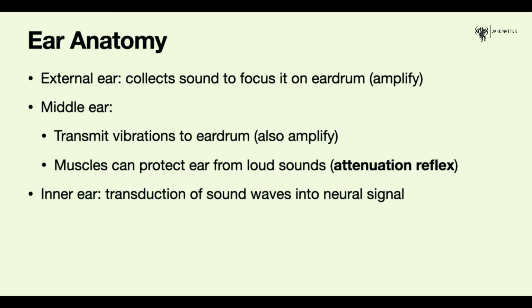Now, one additional feature in the middle ear is that there are 2 muscles that have the important function of protecting the ear from loud sounds. This is called the attenuation reflex, and basically the muscles that are found here can contract to make the ossicles stiffer so that they will not vibrate as much, and therefore a lot of the loud sound will be blocked instead of transmitted to the inner ear.